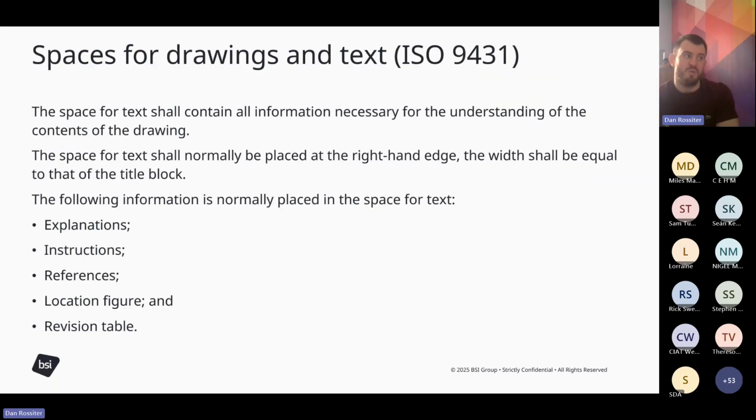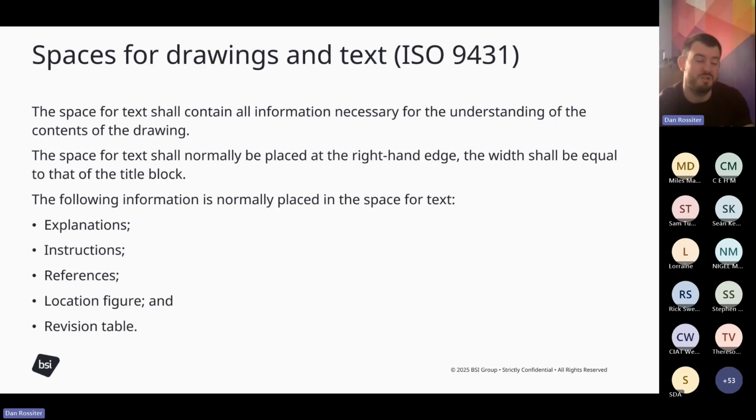And that's where ISO 9431 comes into play. Some sort of space for text is quite useful because there's lots of text we tend to put on drawings, not just text relating to the dimensions and the annotations, but maybe some context information and some other bits as well. That's what this standard goes into. It tells you that there should be a space there for all necessary information to help understand the drawing. Normally it gets put on the right-hand edge, and typically it suggests that you make it as thick as your title block. So you just end up with a nice vertical line that separates the title block from all the supporting text.